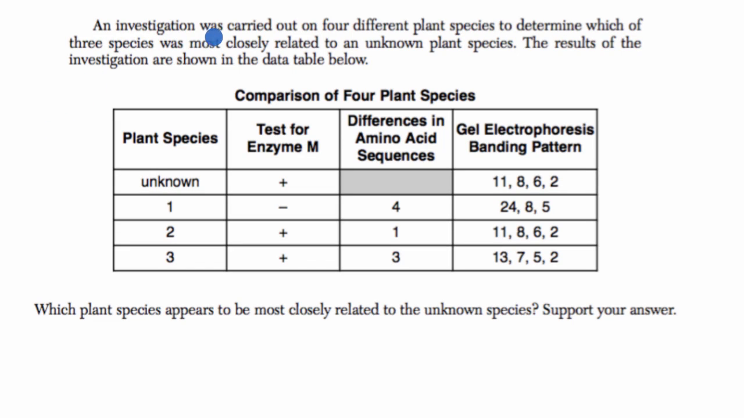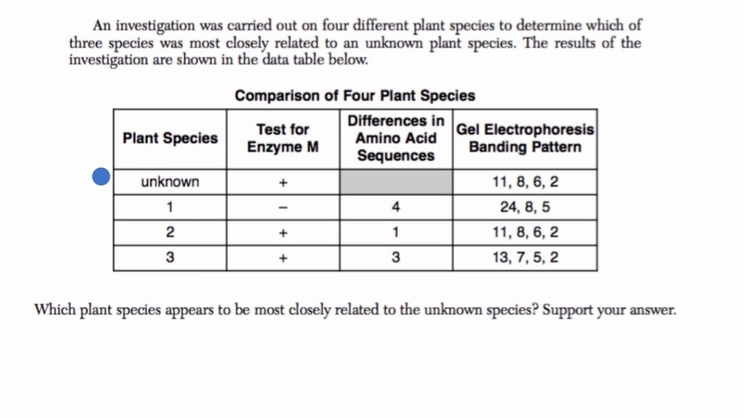An investigation was carried out on 4 different plant species to determine which of 3 species was most closely related to an unknown plant species. The results of the investigation are shown in the data table below. Which plant species appears to be most closely related to the unknown species? Support your answer. So pause this video and see if you can figure that out.